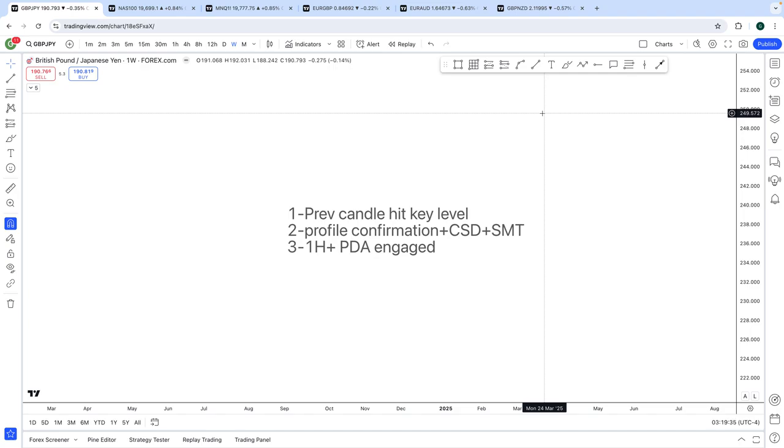So let's start off, right? What is the checklist? This is as simple as I can put it. Right? We need the higher time frame.